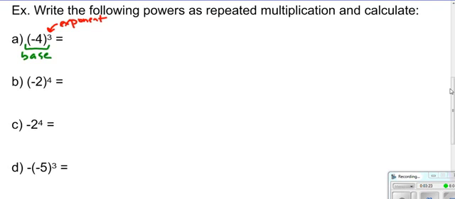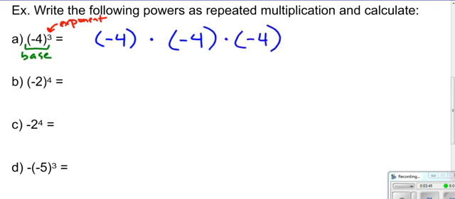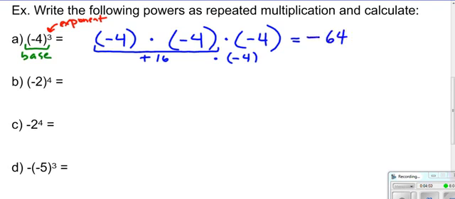So the whole base gets multiplied, and in this example, because we have the brackets and then the exponent outside the brackets, everything inside the brackets is our base. So the -4 is the base that gets multiplied 3 times. Okay, so we go -4 times -4, so that's going to give us a positive 16 times -4. Positive times a negative, we know we get a negative solution, and a -64.